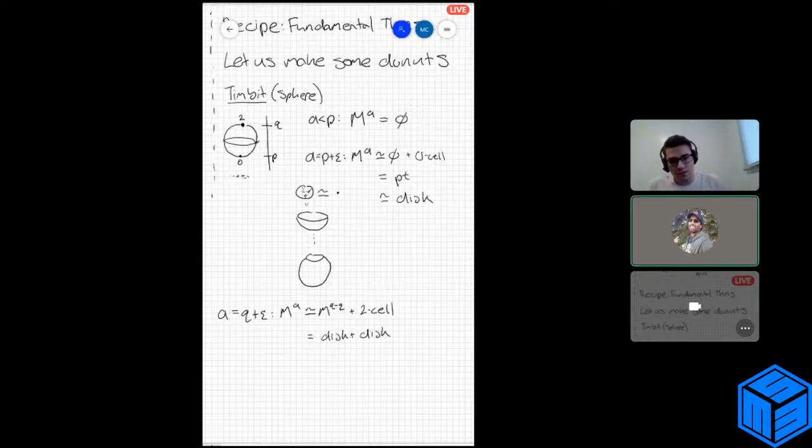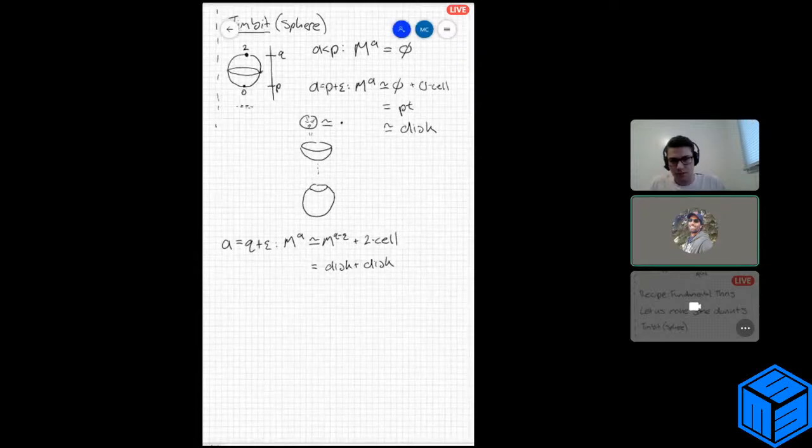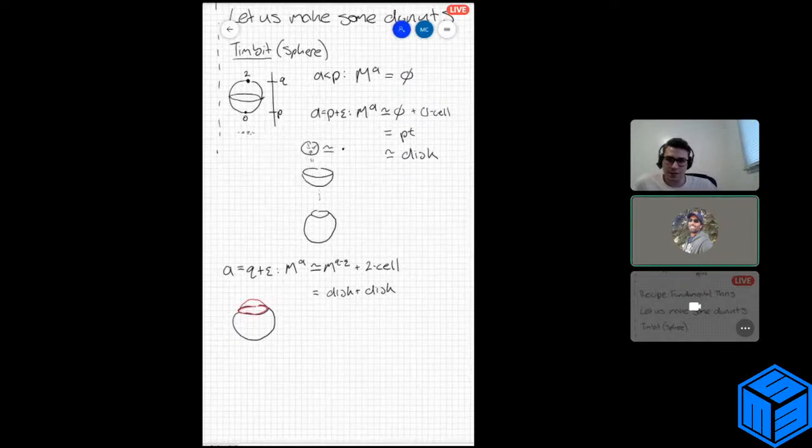So what I'm doing to this picture is taking my sphere with no top and attaching a top to it. And so like that, I have built a Timbit from just the information of critical points and indices.